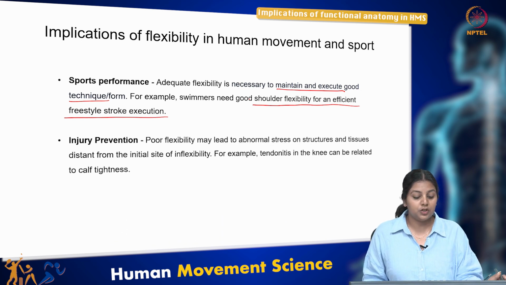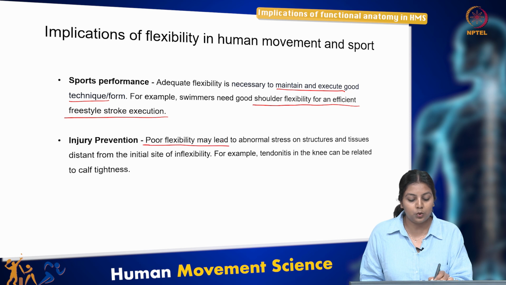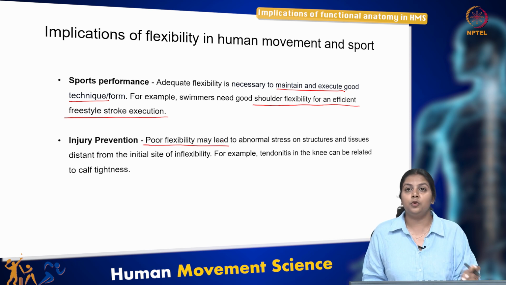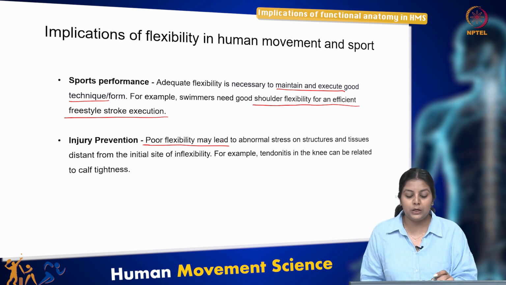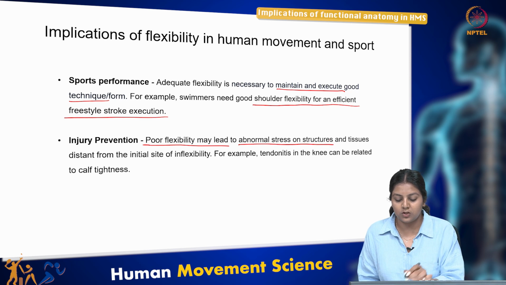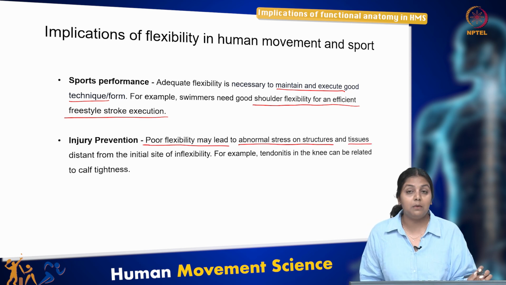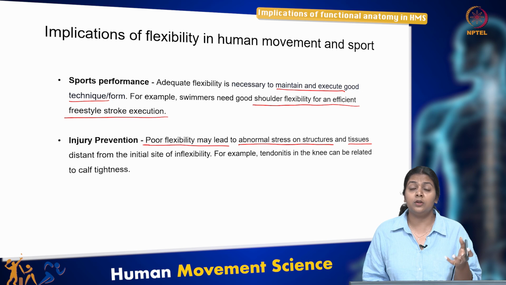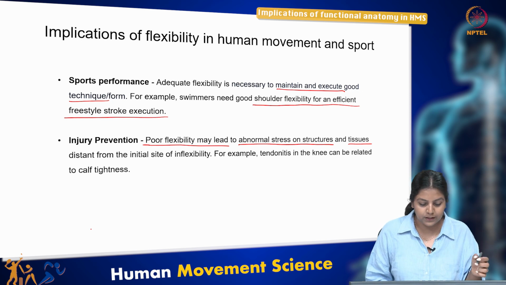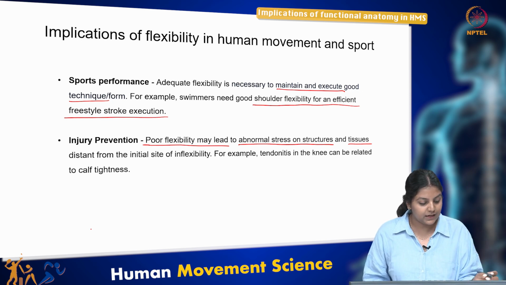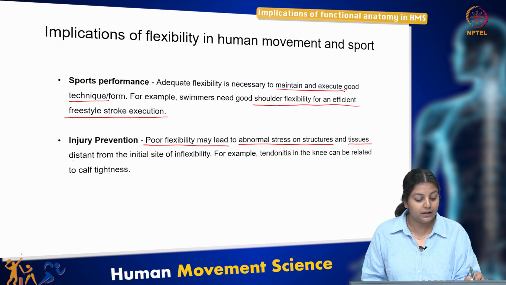In injury prevention, poor flexibility may lead to abnormal stress. So you must have heard about pulling your hamstrings. If there's less flexibility or poor flexibility, it may lead to abnormal stress on structures and tissues that might result in tears, right? So muscle tears are due to pushing the muscle beyond their flexibility or straining them beyond their flexibility. And it might happen that they are distant from the initial site of inflexibility.